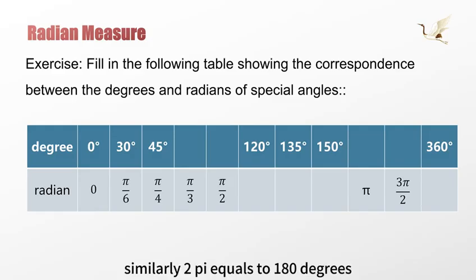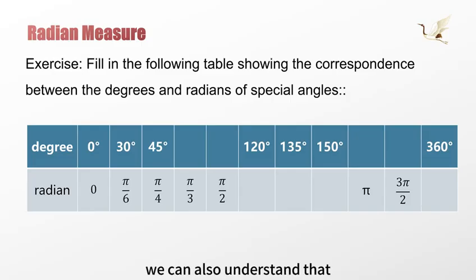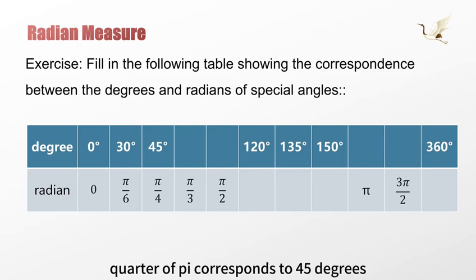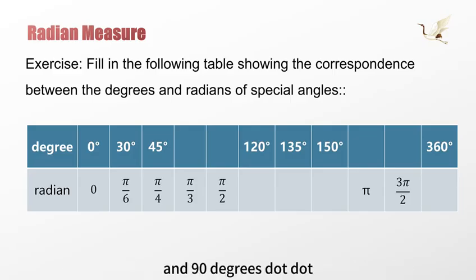Similarly, 1/2 of pi equals 180 degrees divided by 2, converted to an angle equals 90 degrees. We can also understand that 1/4 of pi corresponds to 45 degrees. Half pi is twice as much as 1/4 pi, so half pi corresponds to twice as much as 45 degrees, which is 90 degrees. So how to convert 120 degrees?